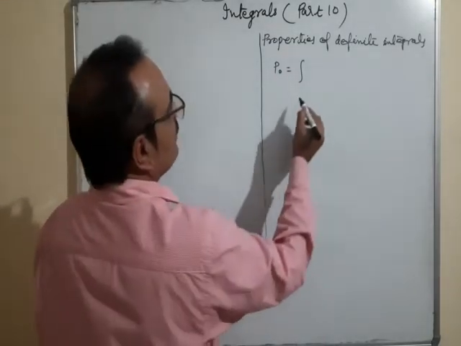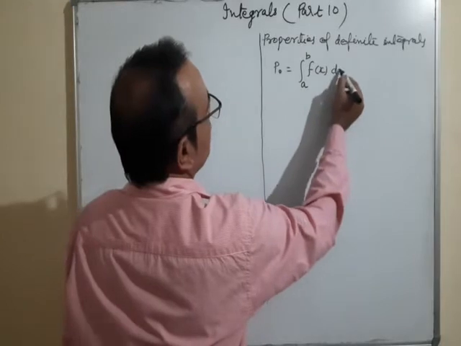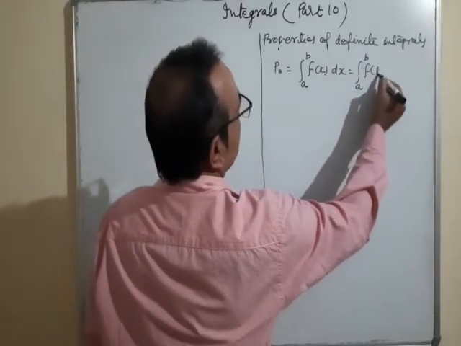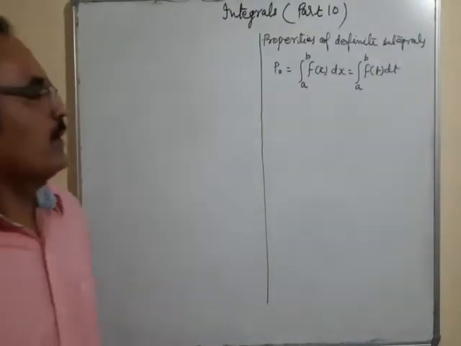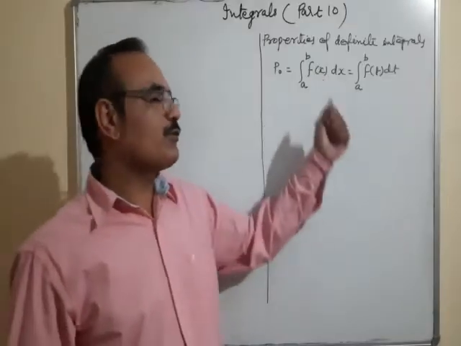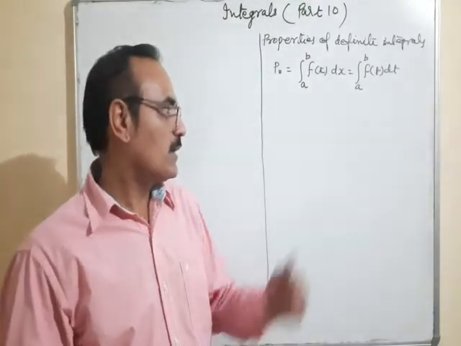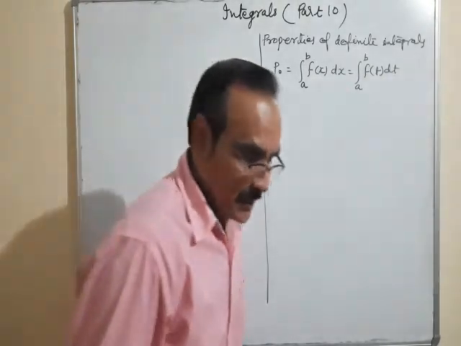That is, integral a to b f of x dx is equal to, we can write here, a to b f of t dt. What is the meaning of it? If you replace the variable x with t, r, y, or v, whatever it is, then the result of the integration remains the same. It will not be changed.